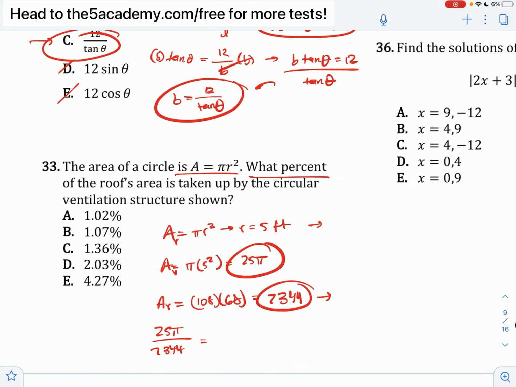We get 0.01069, which is about 1.07%. The way that we know that is you can move the decimal 2 places to the right by just multiplying the decimal equivalent by 100. That'll give you the percent form. So you get 1.069%. Okay?